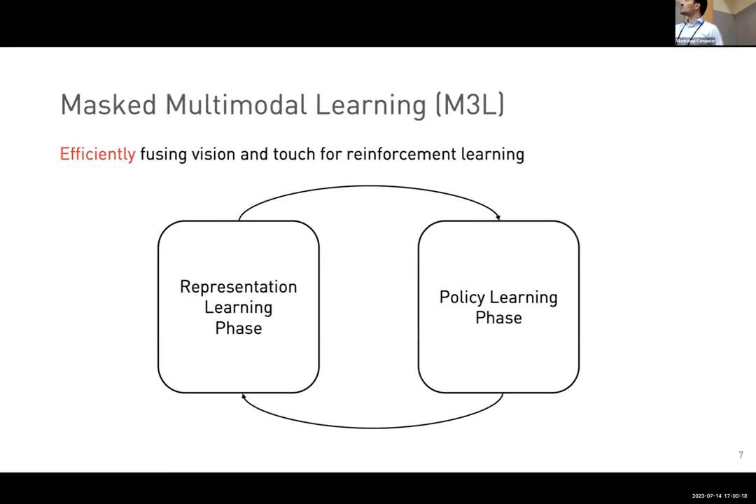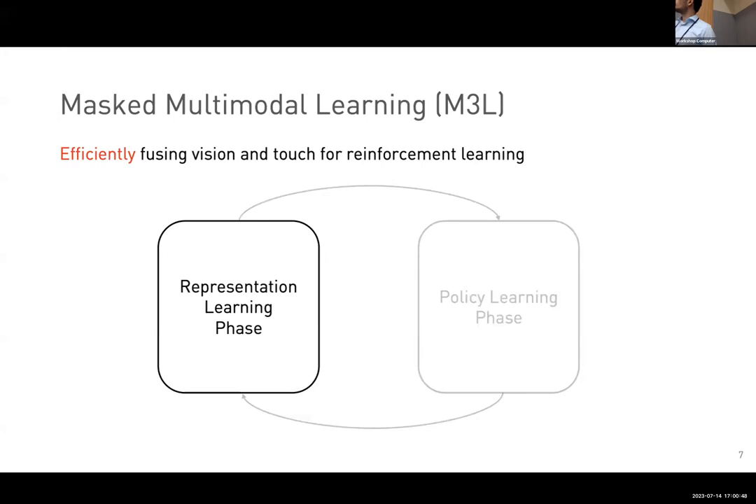Okay, let me introduce the method. We presented masked multimodal learning, or M3L, that efficiently fuses visual and tactile information for reinforcement learning. The method alternates between two phases, the representation learning phase and the policy learning phase. These alternate in a loop: first representation learning, then policy learning, and so on. When we do representation learning, the policy learning phase is frozen, and vice versa. So let's start from the representation learning part.